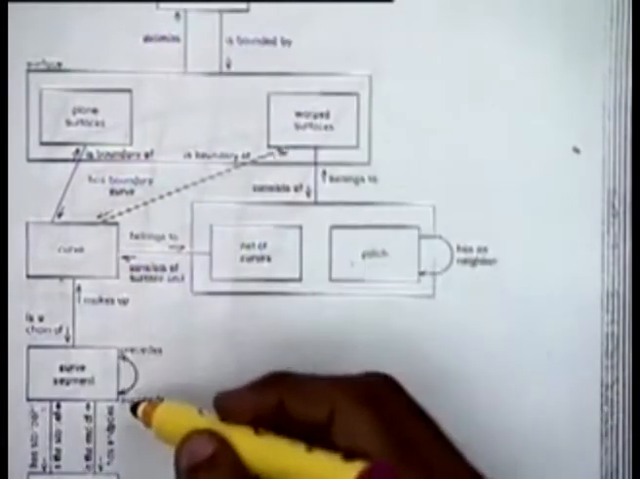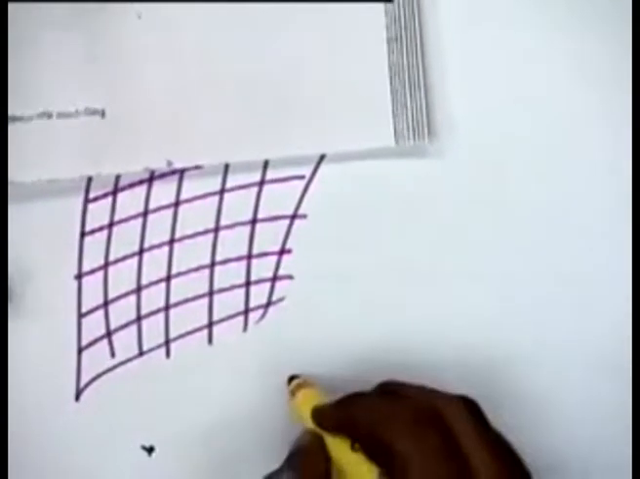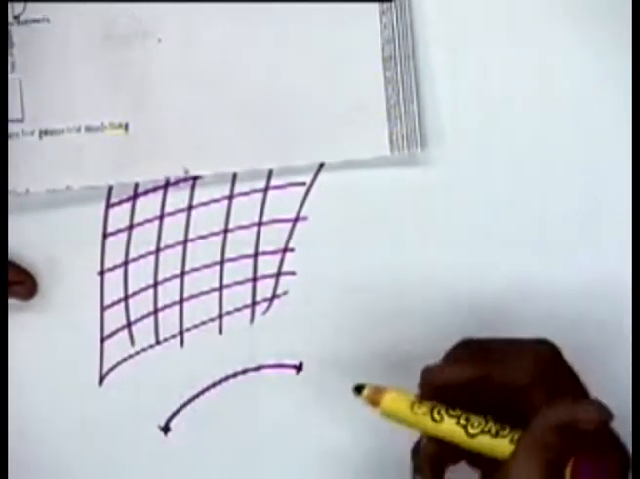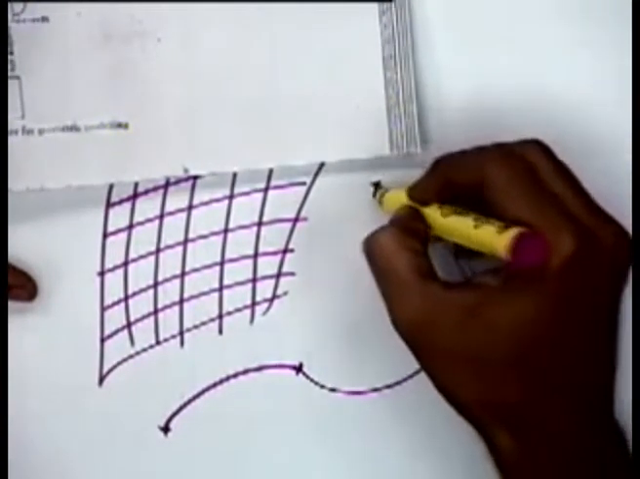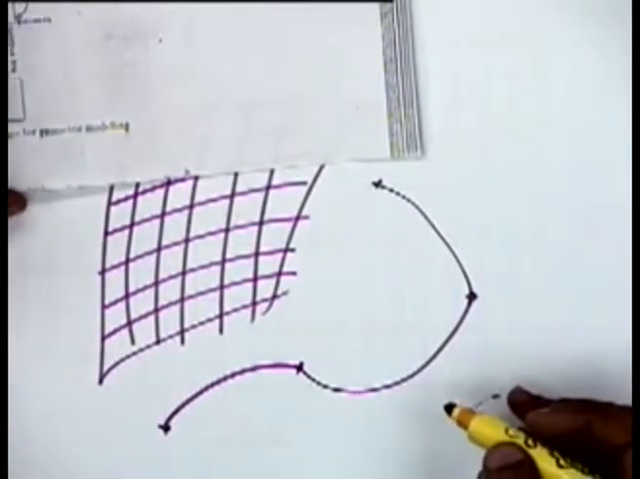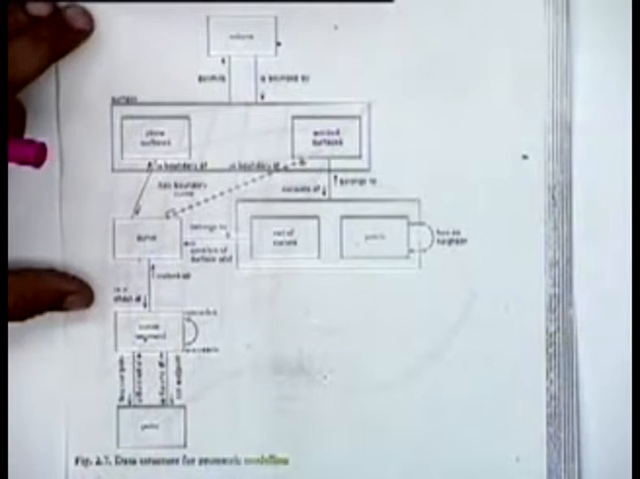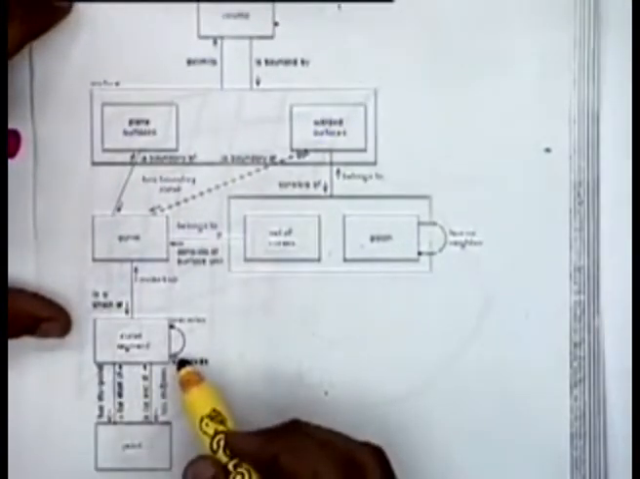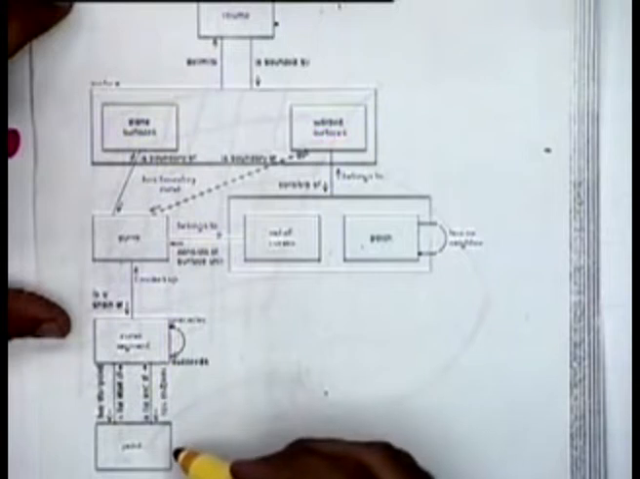A curve can consist of a set of curve segments. What do we mean by a set of curve segments? We have a curve from one point to a second point. Then we have a different kind of curve from this point to the next point, and another kind of curve from here to here, and so on. So a curve can consist of a set of curve segments like this, and curve segments would be defined by endpoints and other geometric properties.